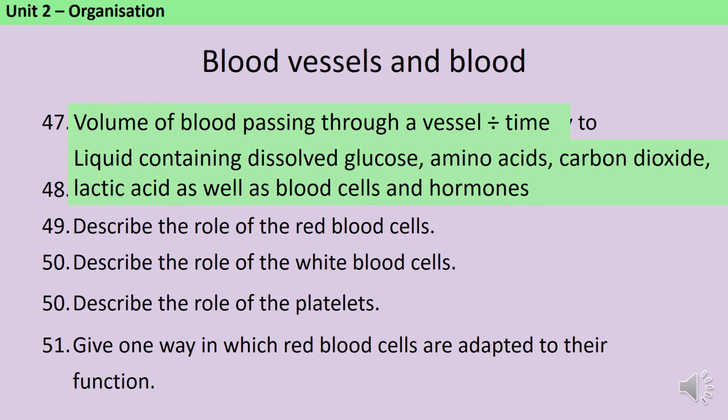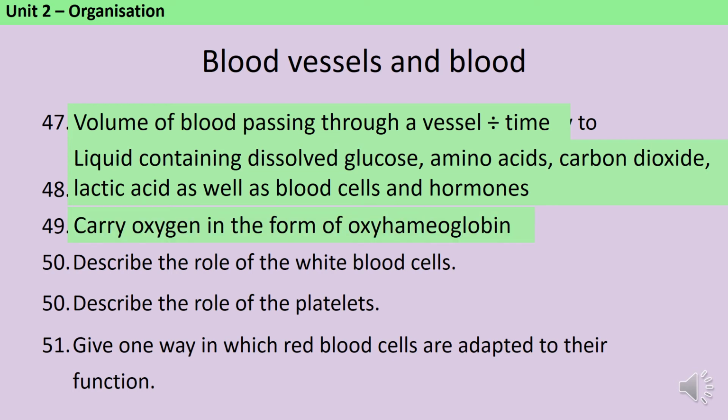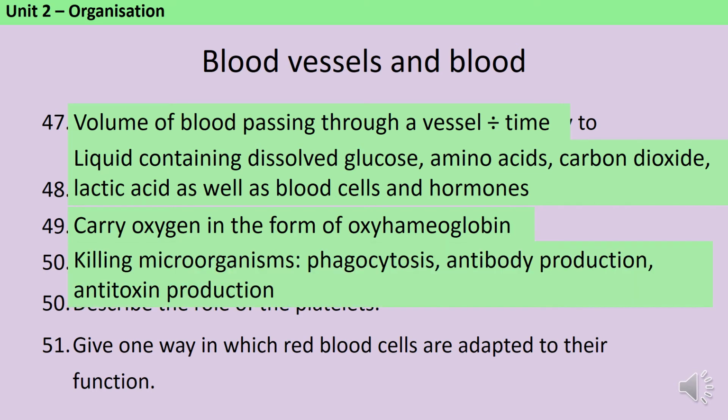The red blood cells are responsible for transporting oxygen in the form of oxyhemoglobin. The white blood cells are part of the immune system, and they're responsible for killing or destroying microorganisms through phagocytosis, antibody production, and also antitoxin production. The platelets are responsible for helping the blood to clot.